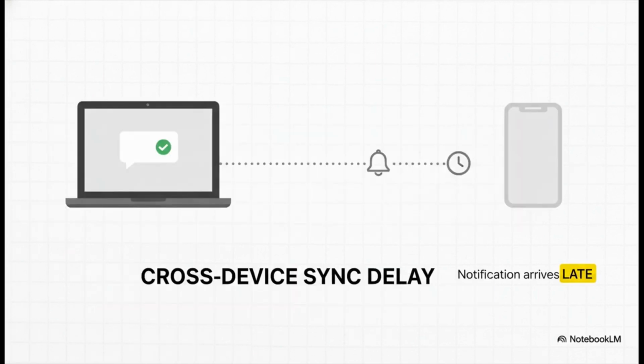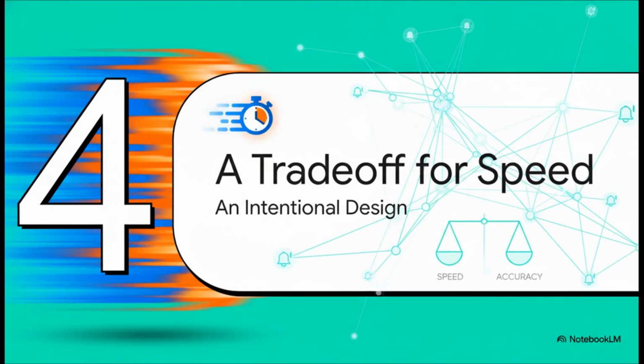You know, there's another reason this can happen, and it's super common. Say you have an app open on your laptop. You see a message, you read it. Done. But that notification for your phone, it was already on its way. By the time it arrives and you tap it, the app already knows you've seen the content, so it shows you nothing new.